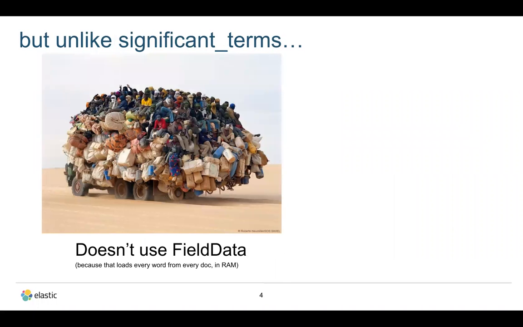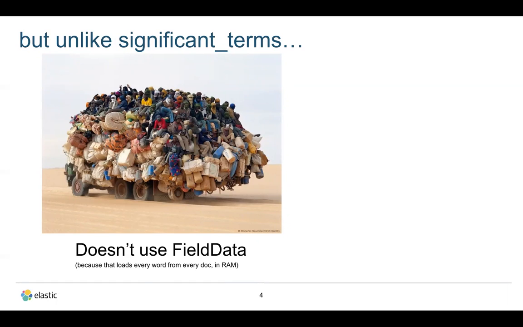So the problem many people have with significant terms is that it essentially overloads your JVM. In order to use it, you can't use doc values. You have to use a field data structure, which is essentially loading all the words from all the documents into RAM. And not surprisingly, many people are unwilling to do this on large indexes. So unfortunately, significant terms doesn't generally get used very often on free text as a result of this, which is unfortunate really, because that's what it was originally designed to work with.